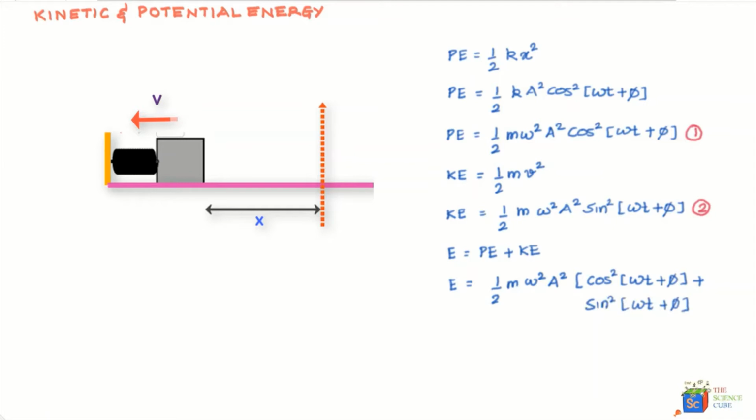As we know by the trigonometric identity, cos square alpha plus sine square alpha is equal to 1. So our equation becomes E is equal to half m omega square a square. As we know, omega is equal to under root k upon m. So if we simplify our equation, we get energy is equal to half k a square, sorry.